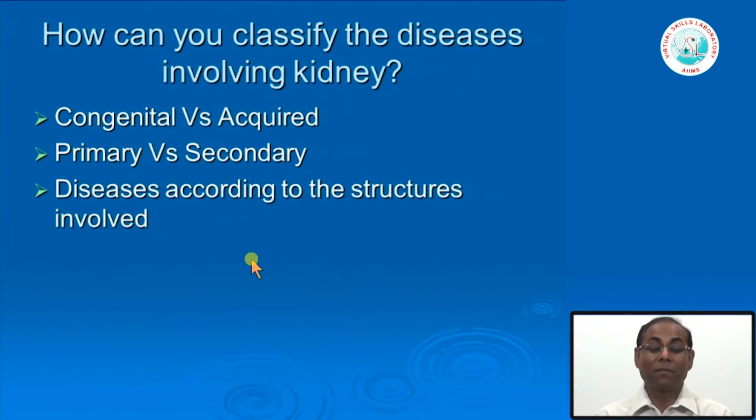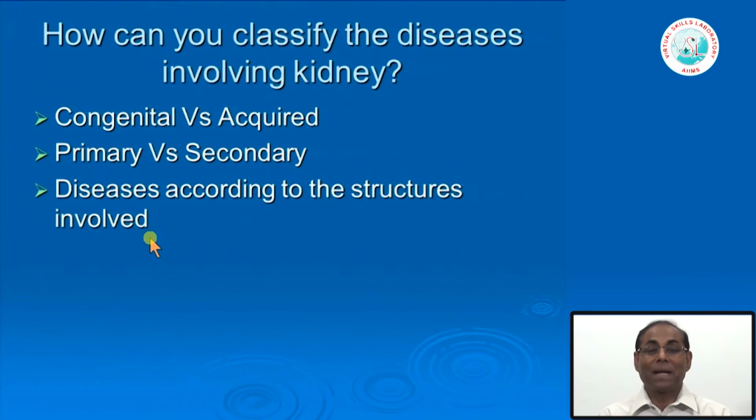We can also classify whether the disease is primary versus secondary. Say for example, you have a systemic disease, say an autoimmune disease like systemic lupus erythematosus, or you have a systemic disease like hypertension. If it involves the kidney, then the kidney damage or disease caused by the hypertension will be a secondary disease of the kidney. Whereas, if it is a disease like glomerulonephritis, which only involves the kidney and no other organ, then obviously we will say that is a primary disease.